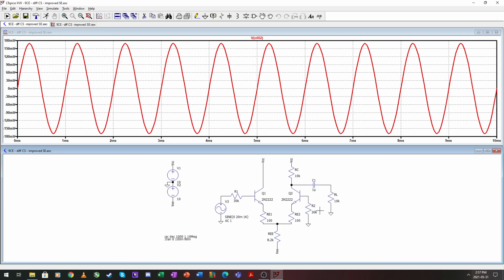And that is it on the basic BJT differential amplifiers.